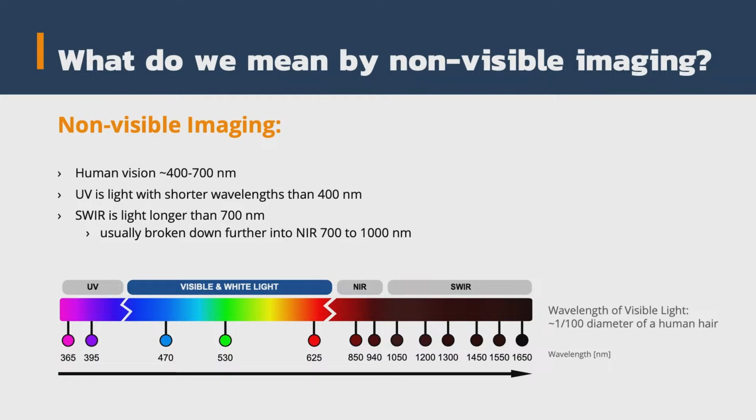So what do we mean by non-visible imaging? Well, to begin with, human vision generally covers wavelengths of light from 400 nanometers to about 700 nanometers in a general sense. The actual response of any individual human varies, much like hearing, and there is no fixed cutoff. But in general, people see from a deep blue violet at 400 nanometers to a deep red at 650 to 700 nanometers.